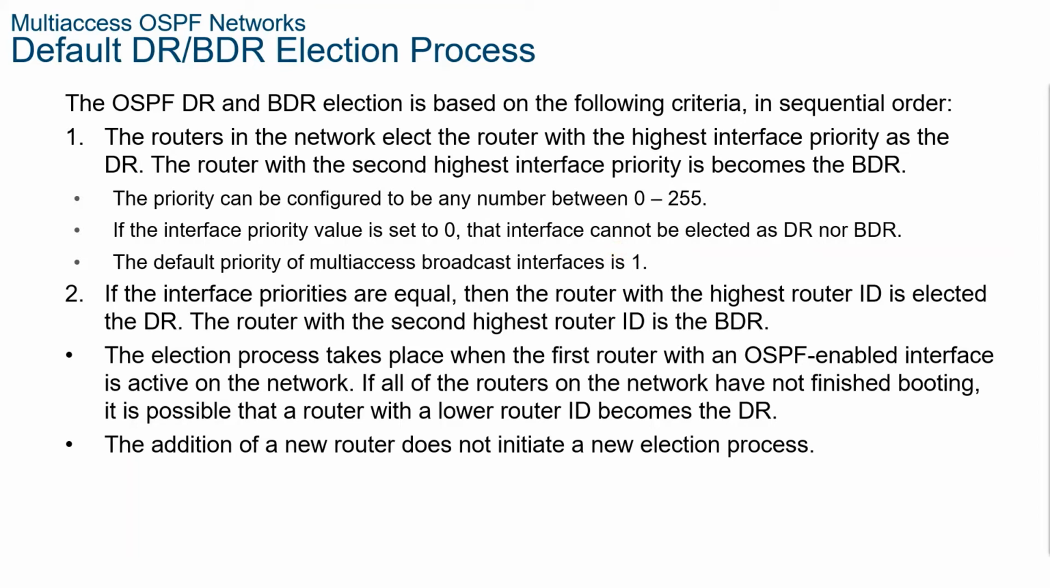Now, the second one: if the interface priorities are equal, then the router with the highest router ID is elected as the DR. The router with the second highest router ID is the BDR. Recall that the router ID is determined in one of the following three ways. Just remember that. The router ID can be manually configured. If no router ID is configured, the router ID is determined by the highest loopback IPv4 address. But if there are no loopback interfaces configured, the router ID is determined by the highest active IPv4 address.